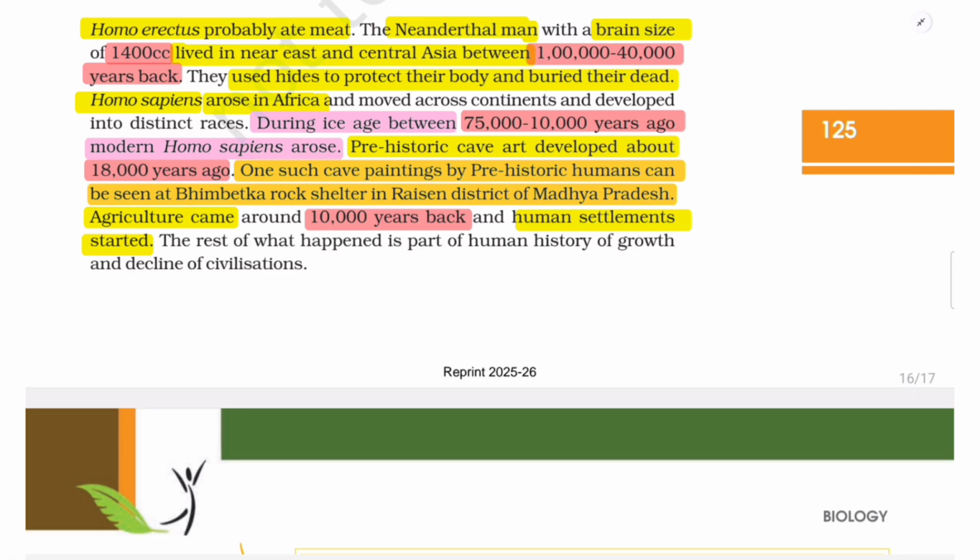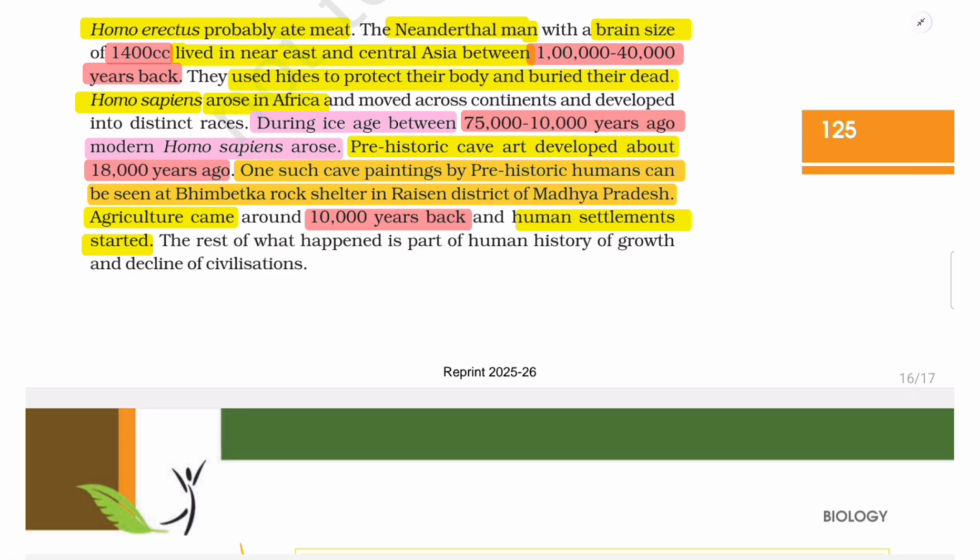Homo sapiens arose in Africa and moved across continents and developed into distinct races. During Ice Age between 75,000 to 10,000 years ago, modern Homo sapiens arose. Prehistoric cave art developed about 18,000 years ago. One such cave paintings by prehistoric humans can be seen at Bhimbetka rock shelter in Raisen district of Madhya Pradesh.